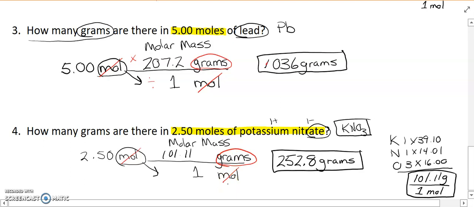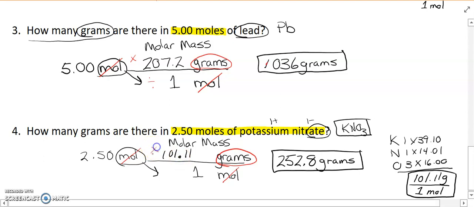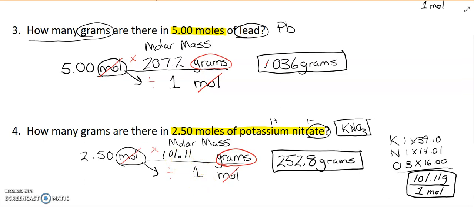So I use my molar mass and add it up, and I come up with 101.11 grams per mole. The 101.11 goes on top. Anything on top is multiplied by, and anything on the bottom is divided by. So I'm going to take 2.50 times 101.11. I'm going to divide it by the 1. And in my calculator, I came out with 252.8 grams.